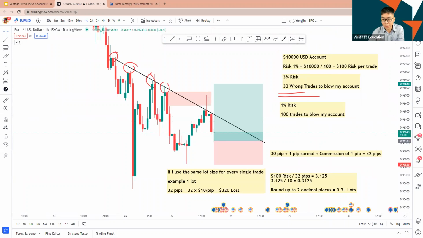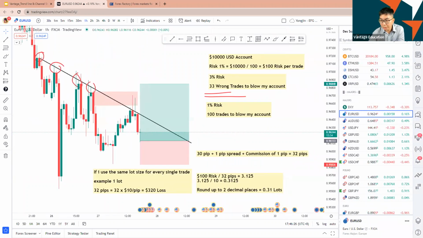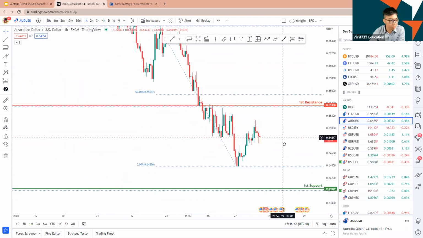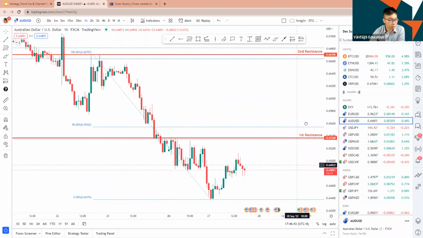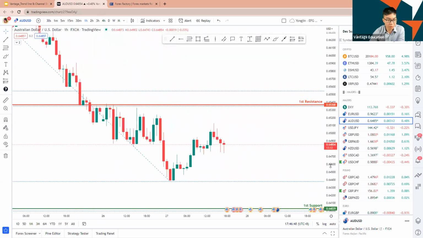Let's move on to another currency pair. If you guys have any currency pair that you would like me to take a look at, or any losses in the past that you would like me to look at, I can give my take on it or my personal opinion. Okay, let's take a look. We can take a look at Aussie dollar.